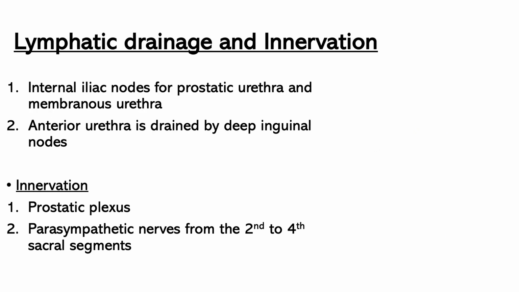Lymphatic drainage and innervation. 1. Internal iliac nodes for the prostatic urethra and membranous urethra. 2. Anterior urethra is drained by deep inguinal nodes. Innervation. 1. Prostatic plexus. 2. Parasympathetic nerves from the 2nd to 4th sacral segments.